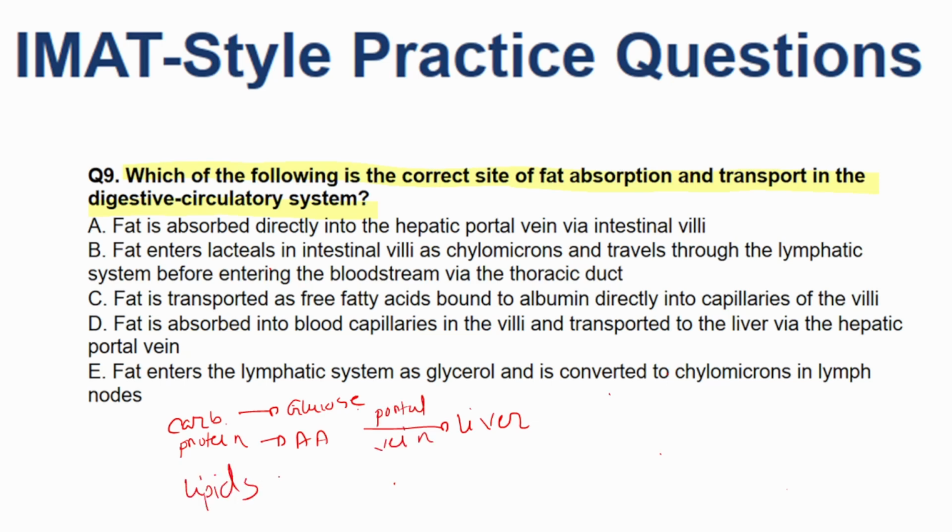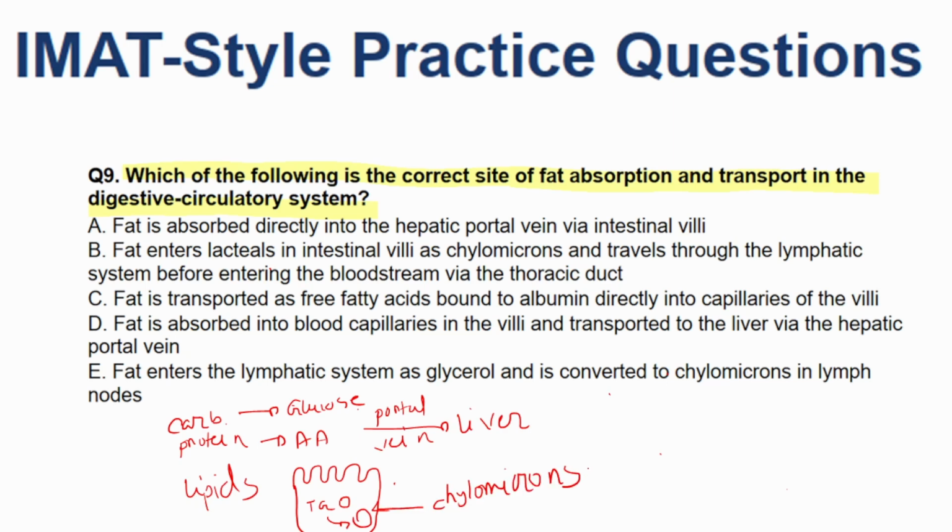Dietary lipids, however, undergo a completely different pathway due to their chemical nature and size. Once inside the intestinal epithelial cells, that means the enterocytes, this is an enterocyte, the fatty acids and monoglycerides are reassembled into triglycerides. These triglycerides are then packaged together with cholesterol and special proteins to form large spherical lipoprotein particles called chylomicrons.